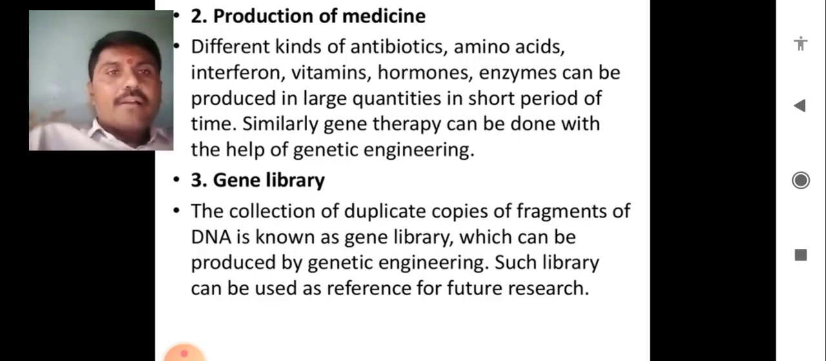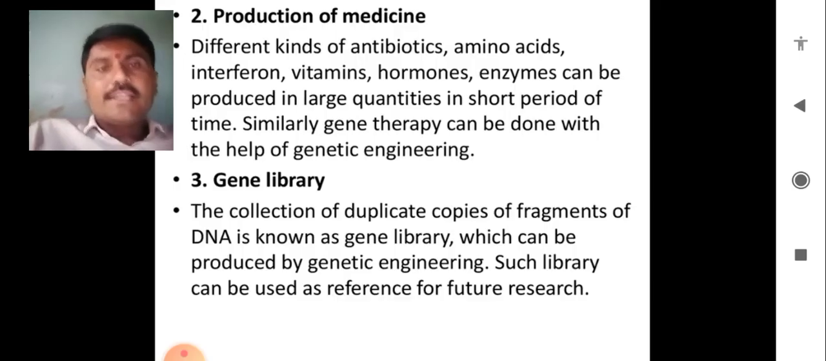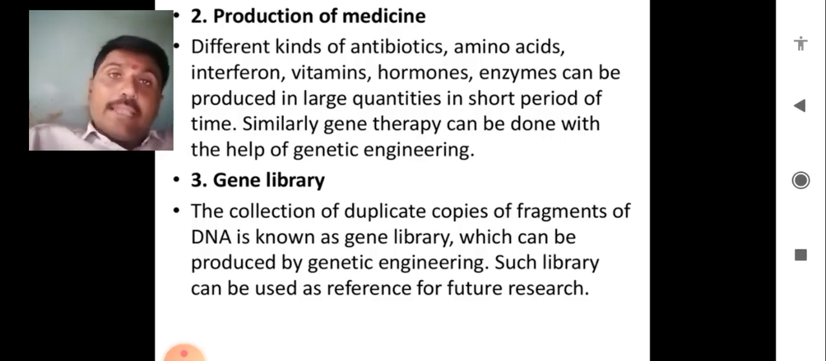Gene library: the collection of duplicate copies of fragments of a DNA is known as a gene library. Well, we are all aware of the book library, seeds library, blood bank library, and so on. Now, in the next advanced stage, we can also collect the genes of our desire, of our wish of those characters. We can collect and preserve such types of genes. The collection of duplicate copies of fragments of a DNA.